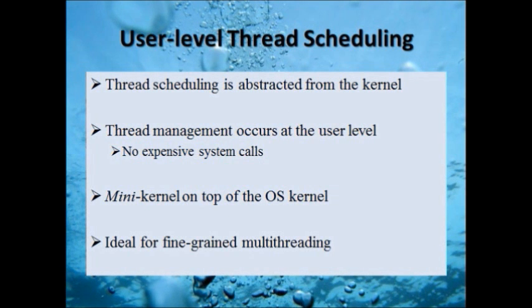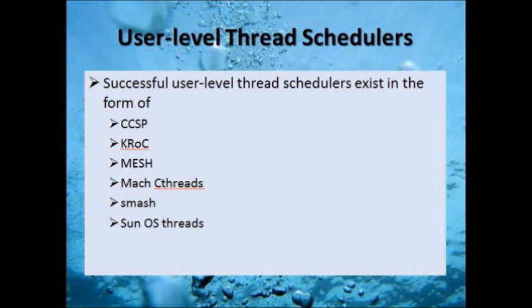User-level thread scheduling. Thread scheduling is abstracted from the kernel. Thread management occurs at the user level. There are no expensive system calls; it is a mini kernel on top of the OS kernel. Ideal for fine-grained multithreading. Successful user-level thread schedulers exist in the form of CCSP, KRoC, MESH, Mach cthreads, SMASH, and Sun operating system threads.